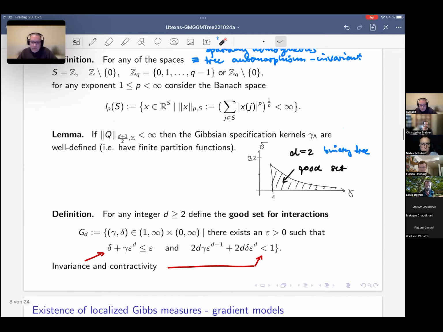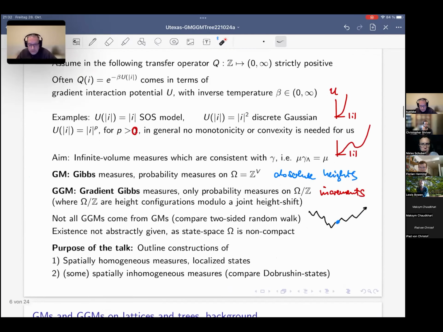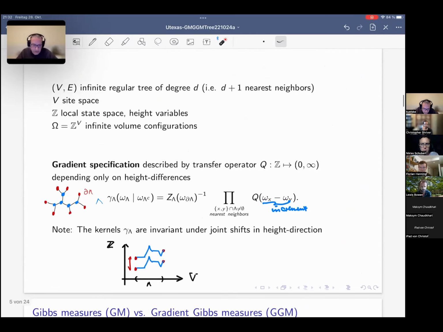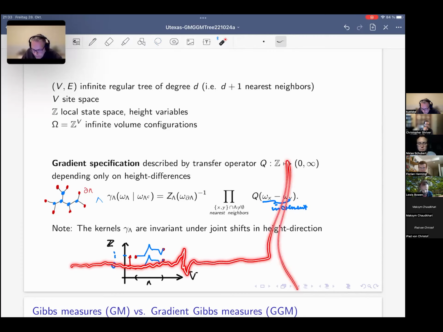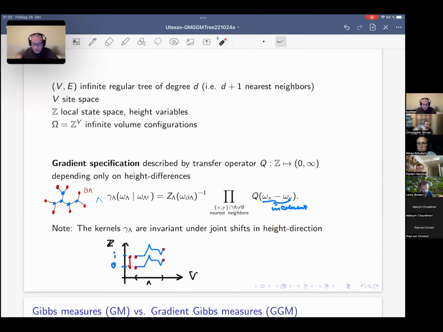So maybe if we recall this naive picture here. These are things which are localized somehow in the height 0. And by invariance of the model in the height direction, you can move this also to any other height. So these are measures which are with large probability sitting on the 0, and occasionally, of course, they might do arbitrarily crazy things, but everywhere on the tree, with large probability, they stay close to 0. And so we call them localized.